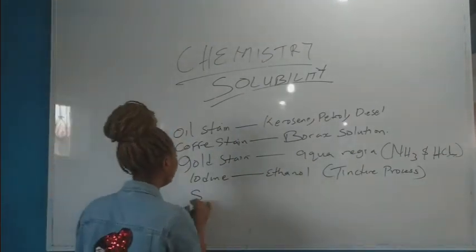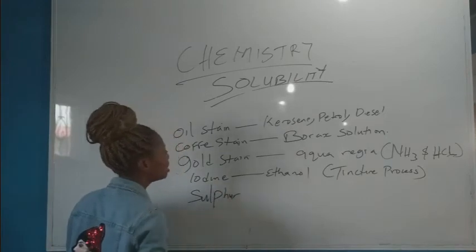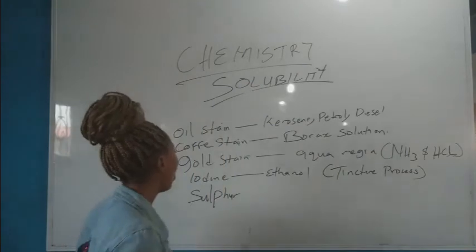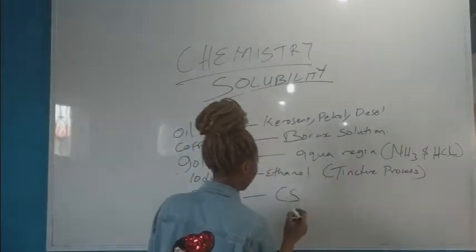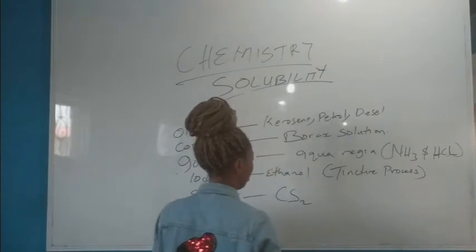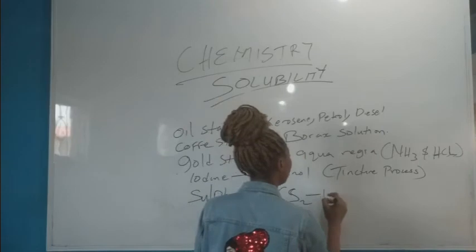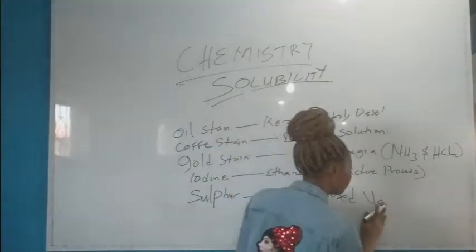We dissolve sulfur in carbon disulfide. This is very important in vulcanization of rubber. Sulfur dissolves in what? Carbon disulfide. That is CS2, carbon disulfide. This is used in what? Used in vulcanization of rubber. You know what they call a vulcanizer.